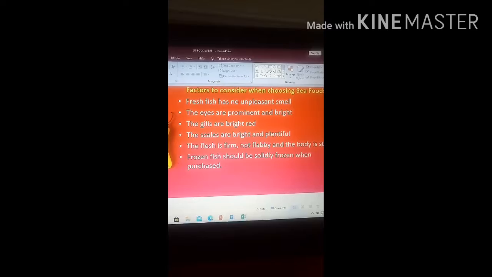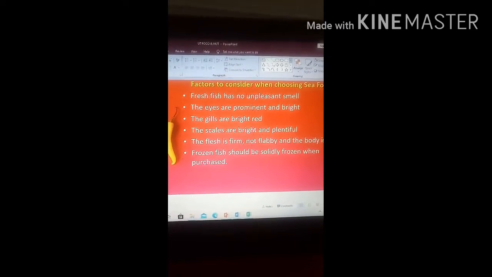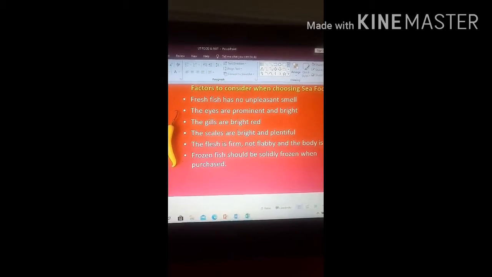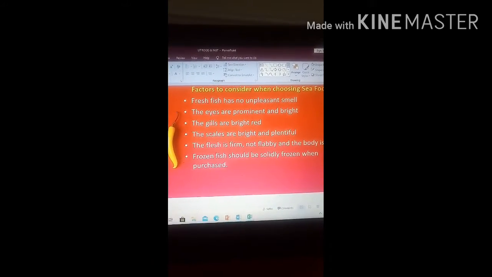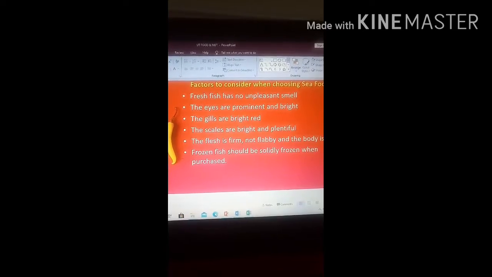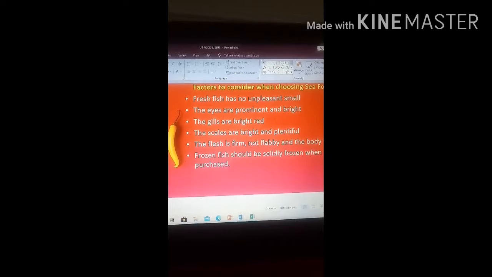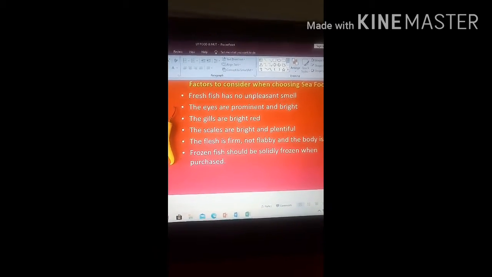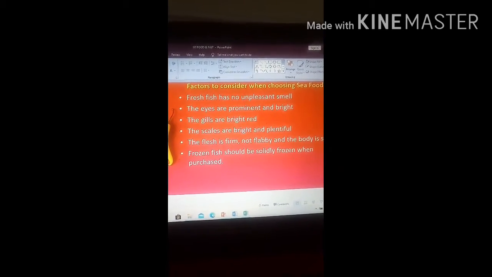Then the gills are bright red. That is what you should look for in your fresh fish. The scales are bright and plentiful. The flesh is firm, not flabby, and the body is stiff. This is how you know your fresh fish. Frozen fish should be solidly frozen when purchased. These are the factors you look out for when you want to buy your fish.